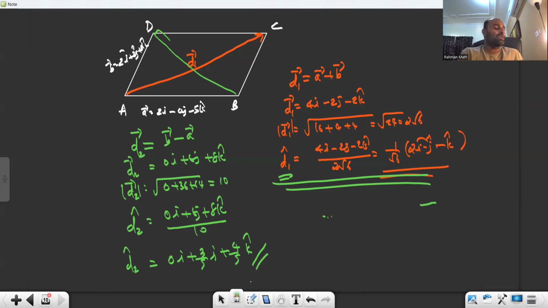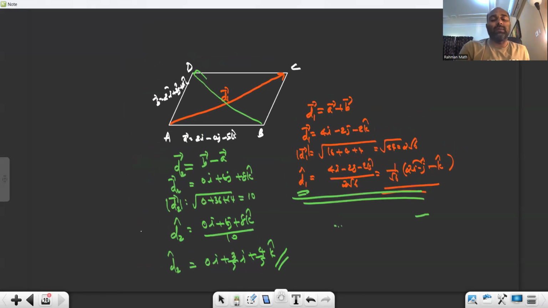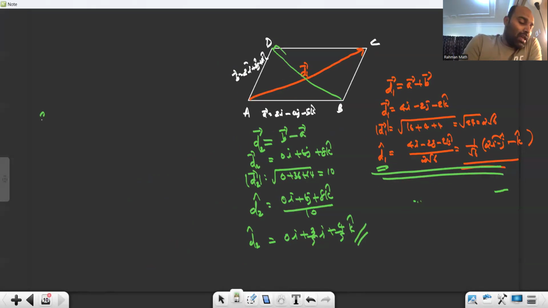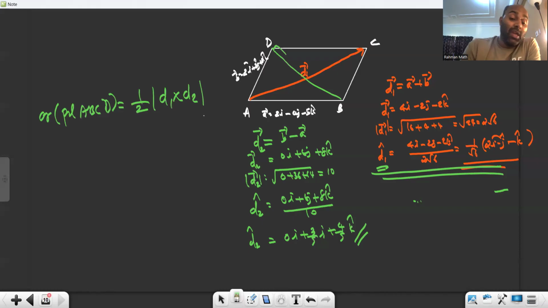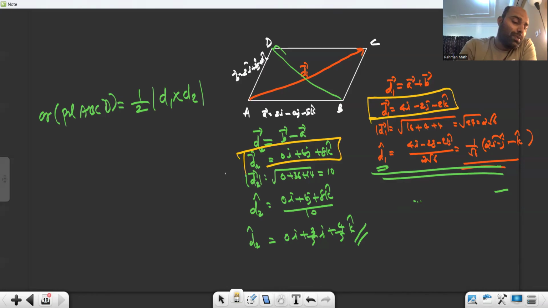But there is a sub question. Using diagonal vectors, you have to find the area of the parallelogram. Sometimes there are chances. Area of parallelogram ABCD. If the diagonal vectors are given, I gave a formula: 1 by 2 magnitude of D1 cross D2. Be careful, not unit vectors, not unit vectors. It is D1 and D2. This is your D1. This is your D2.